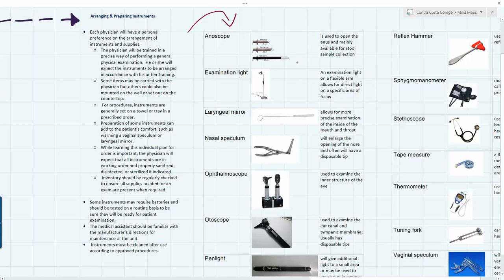Now, in this picture, let me zoom this in for you. I have a touchscreen computer. I forgot I'm not on a touchscreen thing. Hang on just a second.